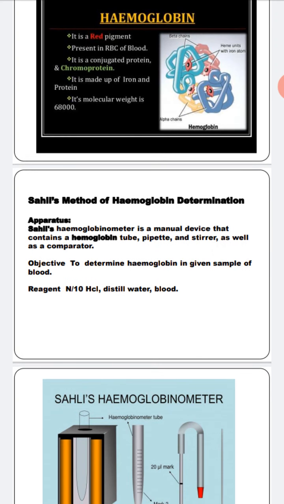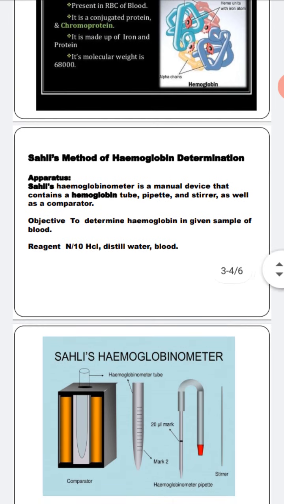Now what is the objective? When we are writing the practical, the first thing we write is the objective, apparatus, reagents. So what is the objective? That we want to determine hemoglobin in a given sample of blood. What are the reagents? N/10 HCl, distilled water and blood.